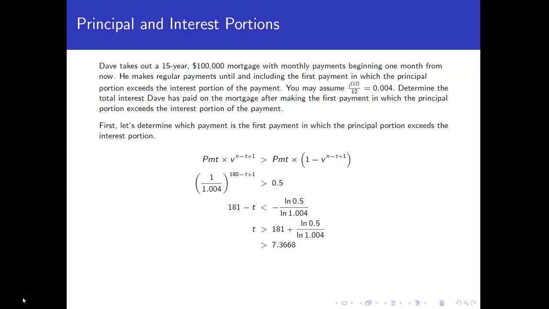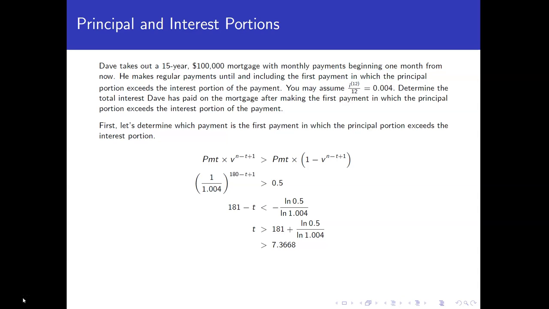In this video, we're going to work with principal and interest portions of payments for an amortized loan. So we have a $100,000 mortgage in this example. It's been amortized over 180 monthly payments. They tell you what the monthly interest rate is, and we want to know what the total interest that Dave has paid on the mortgage after making the first payment in which the principal portion exceeds the interest portion of the payment. All right, so the first thing we're going to do is calculate the payment that we're talking about.